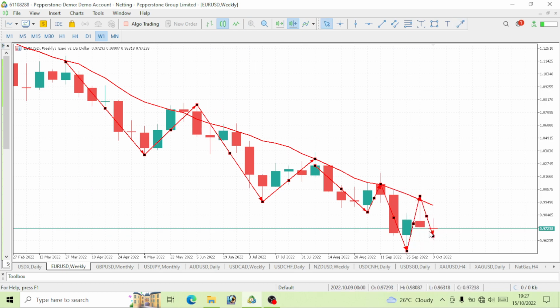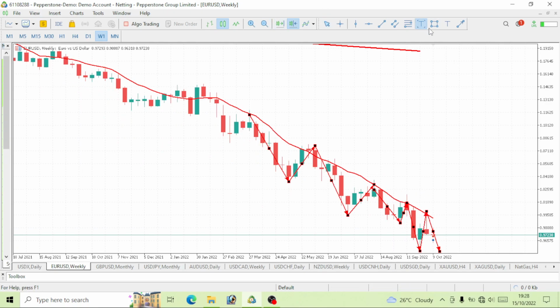Last week we actually closed bearish. This is the price for the weekly time frame. We closed bearish last week, the week that just passed. This week there's a huge possibility that we will also close bearish. So we would still want to go down, at least for our price to break below this previous lower lows.